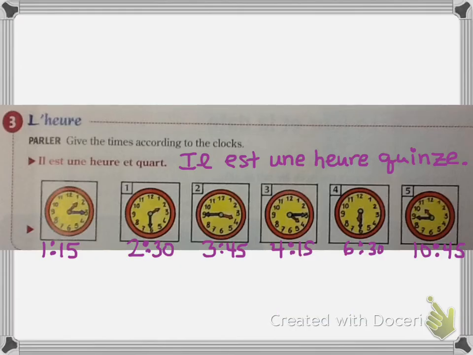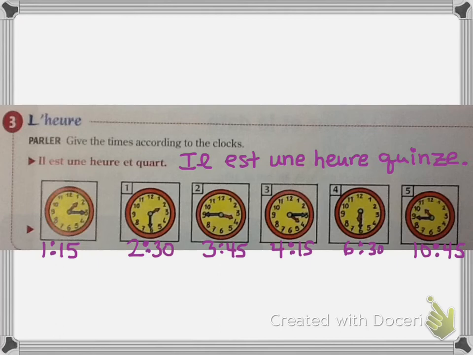So for number 1, again, go ahead and say your times. And if you need to pause and give yourself a little bit more time to say it than I give you, that's fine. Il est 2h30. Numéro 2. Il est 4h moins le quart. Il est 3h45.